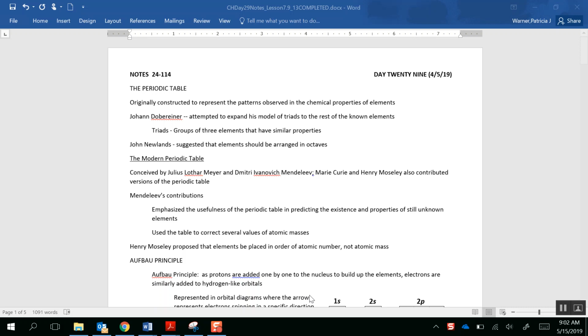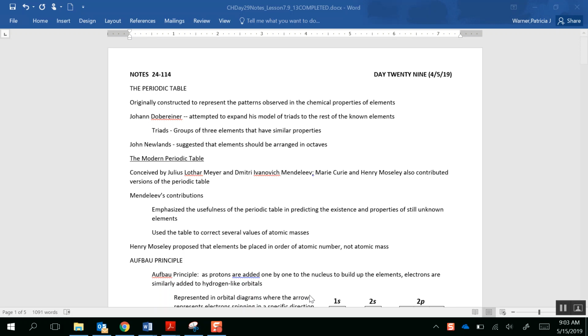Welcome to Lesson 7.9, 10, 11, 12, and 13. Today we're going to talk about the periodic table. So we're going to start with a little bit of history of the periodic table, how it's organized. We're going to move to electron configurations, and then we're going to look at periodic trends.